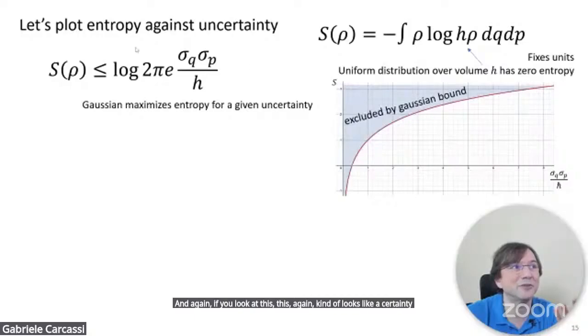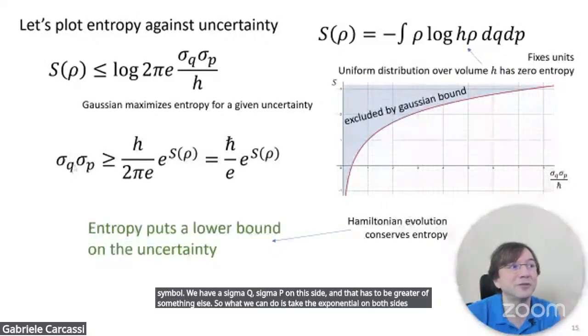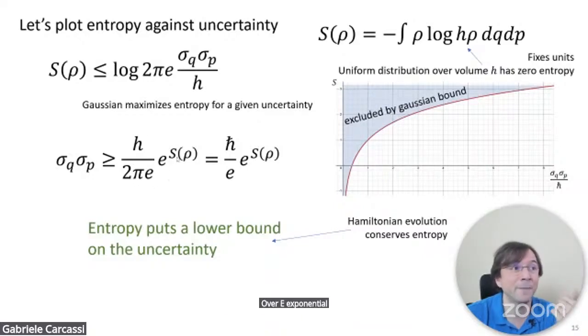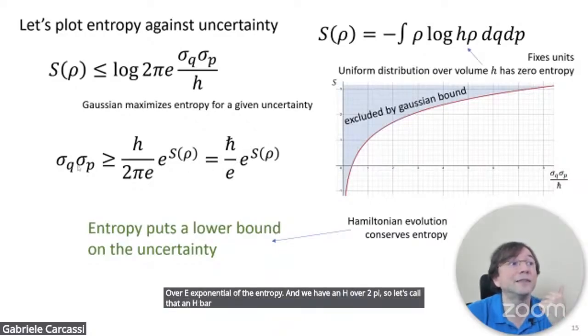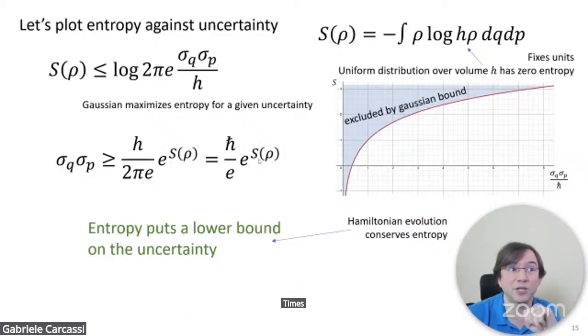And again, if you look at this, it kind of looks like an uncertainty principle. We have sigma q, sigma p on this side, and that has to be greater than something else. So what we can do is take the exponential on both sides, and we get that sigma q, sigma p is greater or equal to h over 2 pi e times the exponential of the entropy. And we have an h over 2 pi, so let's call that h bar. Now we know that the product of the uncertainties, the product of standard deviations, has to be greater or equal to h bar over e times the exponential of the entropy.